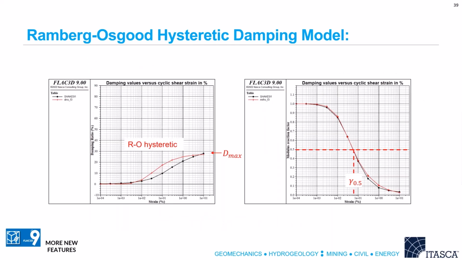For example, there is a simulation using the Ramberg-Osgood model. So we can see that the damping ratio at a high strain is very close to the experimental data, and similar for the G over G max curve, that's very close to the experimental data.